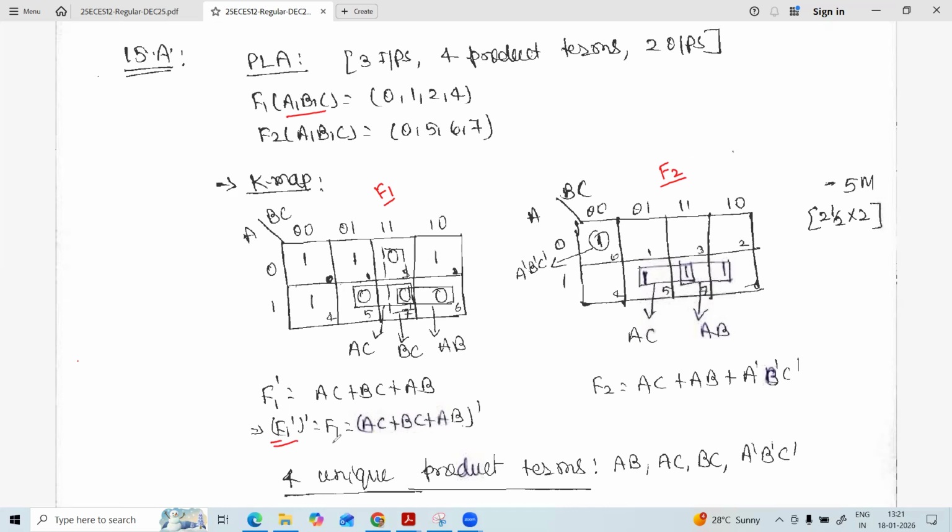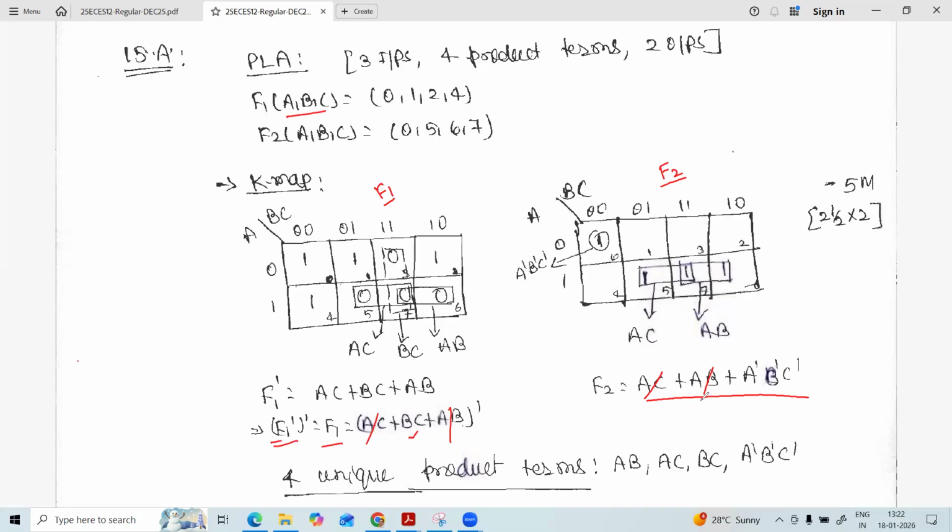So that's why complement is taken here. So it is F1 equal to AC plus BC plus AB dash. And here F2 in the normal way combination we have the same. So now here what you see is that AC is common. Next, what is common? AB is common. So 2 product terms are the same in both. Then this is the third one and this is the fourth one. So now we are able to obtain the 4 unique product terms.